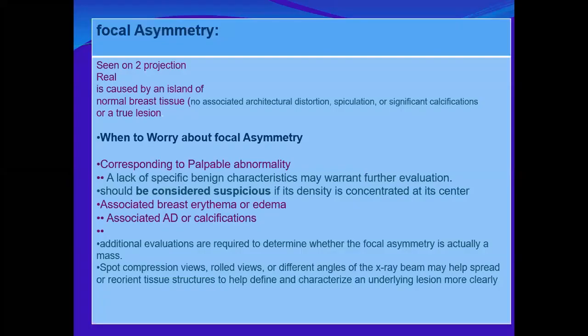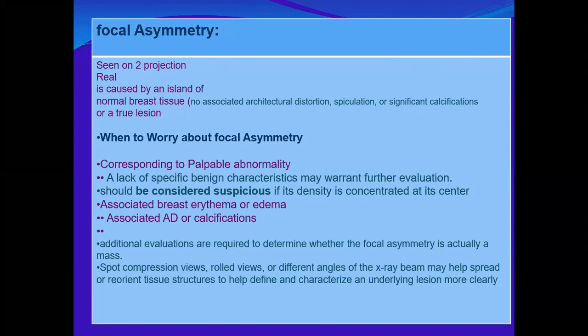Okay, so focal asymmetry seen on two projections. It is a real finding caused by an island of normal tissue, with no associated distortion, spiculation, or significant calcification. Then we'll say it is just an island of breast tissue. Or it can be a true lesion, as in this case. It was a focal asymmetry representing underlying fibroadenoma, obscured because the breast is dense.